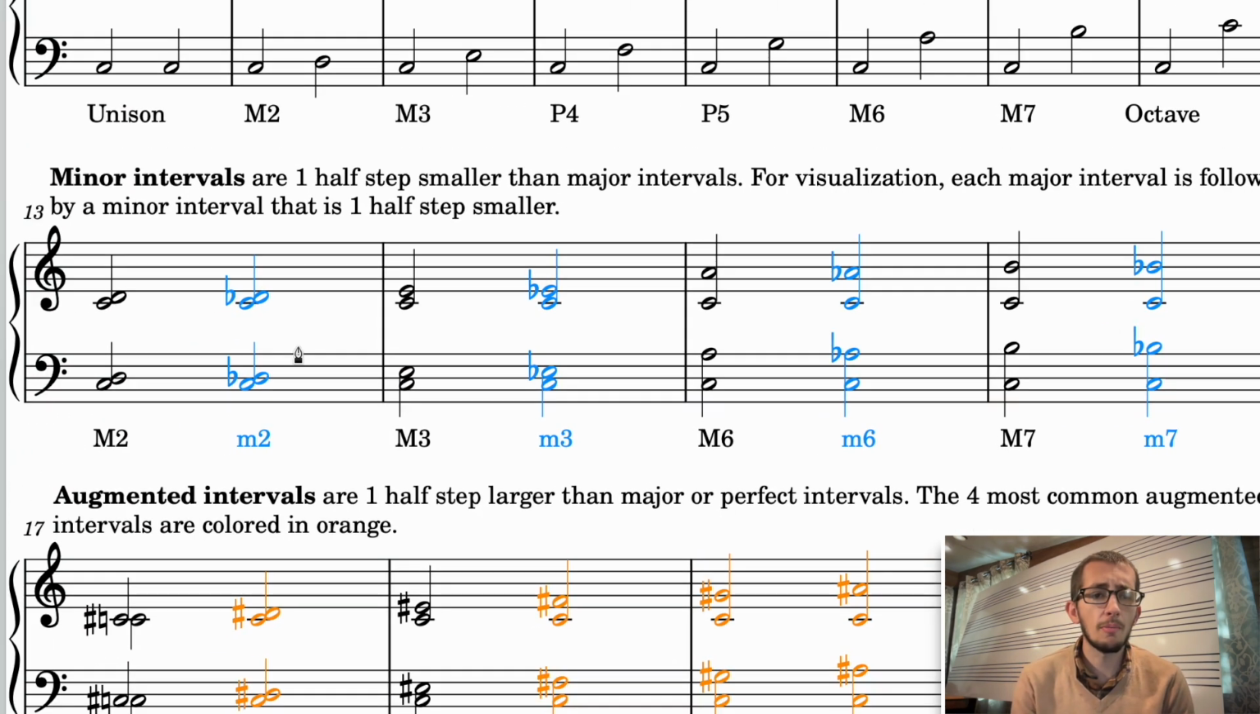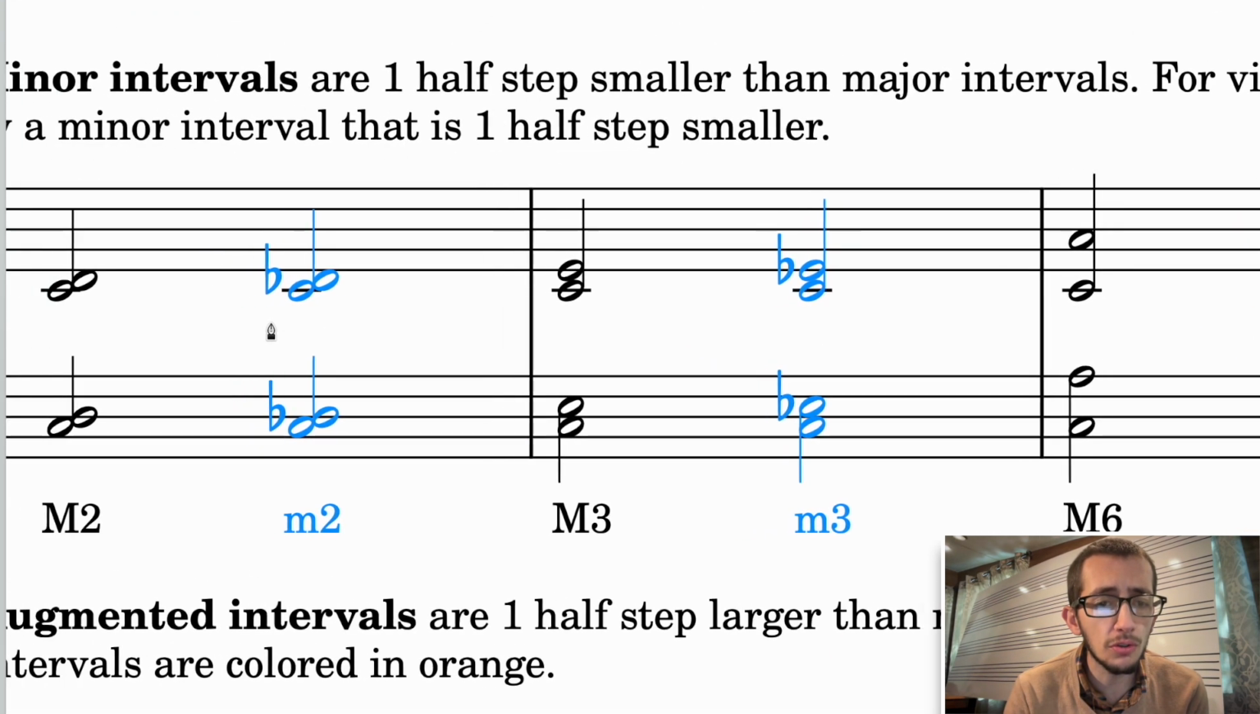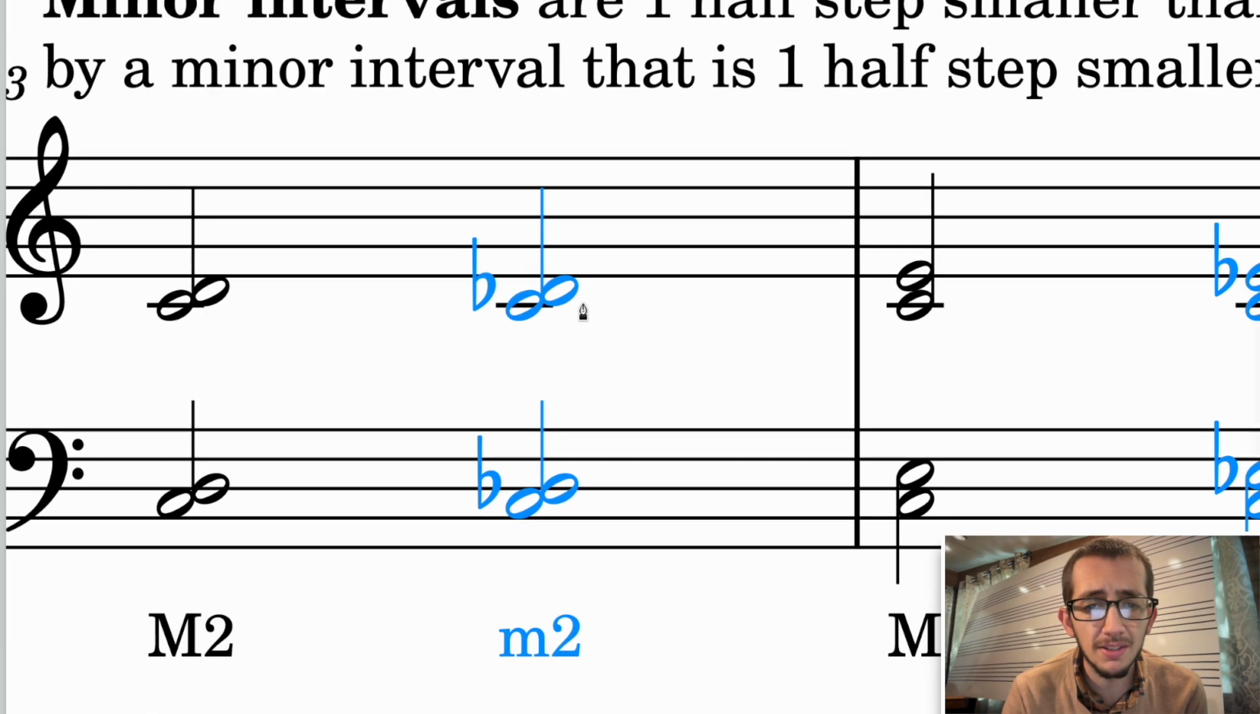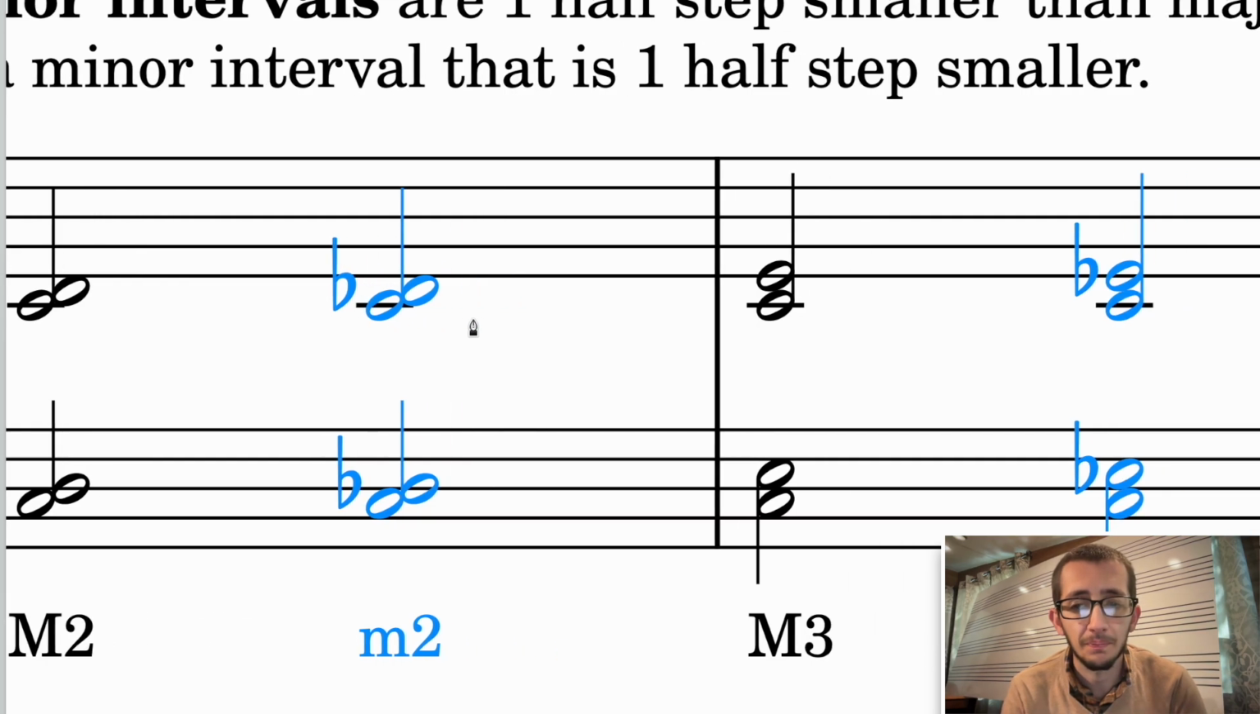One thing that's important to remember when you're transferring major intervals to minor intervals is that the note head will be placed on the same line or space as the major version of that interval. So right here we've got C to D. C to D flat is our minor second. We keep that D flat on the same space as this D right here. We just add one flat to it.